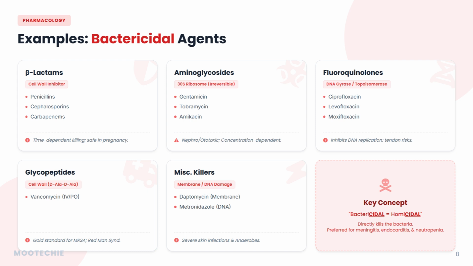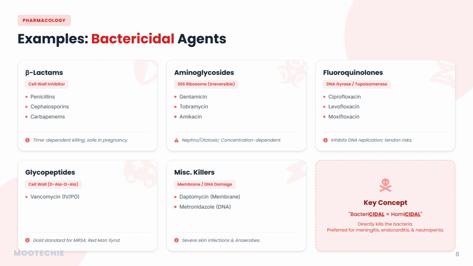Then glycopeptides, specifically vancomycin, which blocks cell wall synthesis by binding to D-ALA. It's the gold standard for MRSA but can cause red man syndrome. We also have miscellaneous killers, daptomycin, which disrupts the cell membrane, and metronidazole, which causes DNA damage. They are vital for severe skin infections and anaerobic bugs.